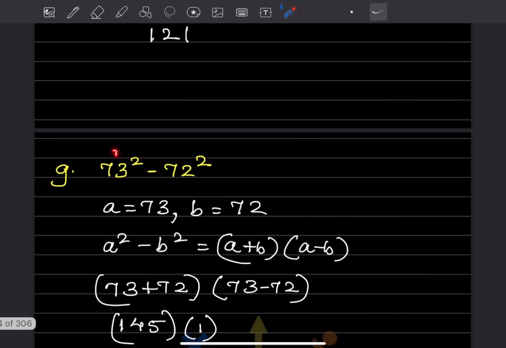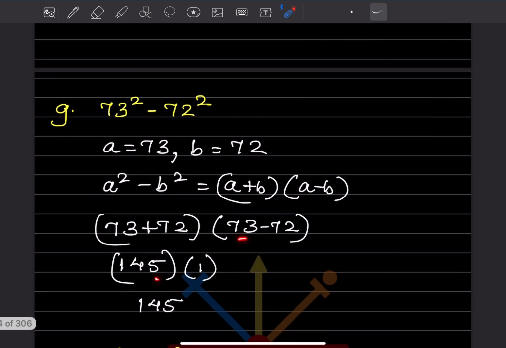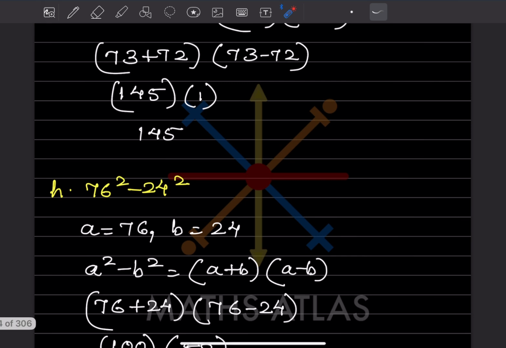Again here, same, it is in the form of A square minus B square. So A is 73 and B is 72. So A square minus B square means A plus B and A minus B. So A is 73, B is 72, 73 and 72, that you have to subtract. When you add this, that should be 145 and this will be 1. So the answer is 145.